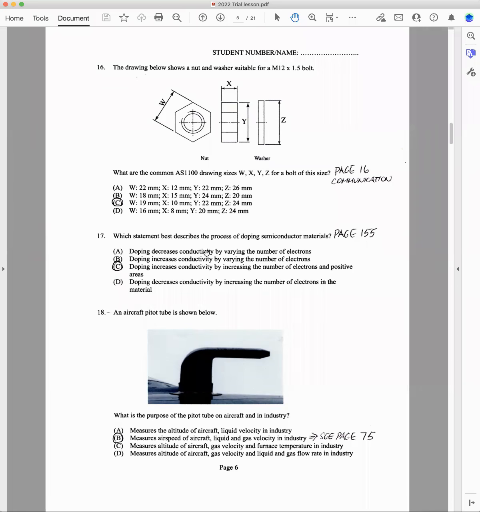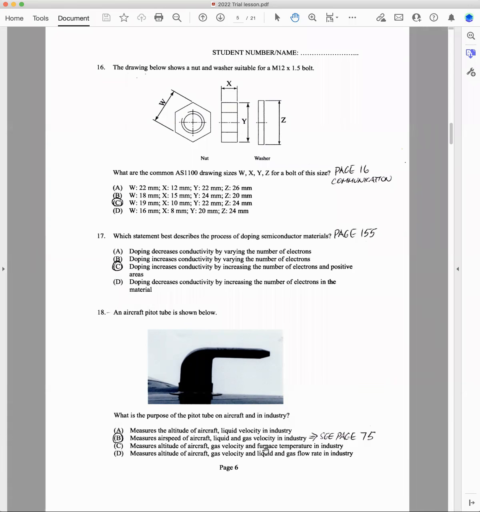Question 17, which statement best describes the process of doping semiconductor materials? Now, as you know, doping increases the conductivity of a semiconductor. And it's really important to learn about this on page 155. And so C is the correct answer there. It increases the conductivity by increasing the number of electrons and positive areas in the semiconductor. An aircraft pitot tube is shown below.